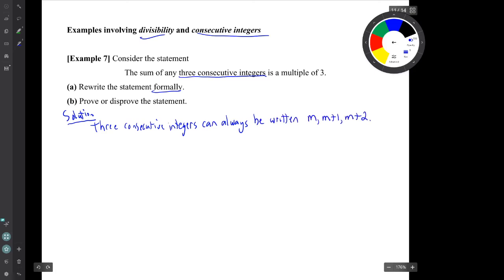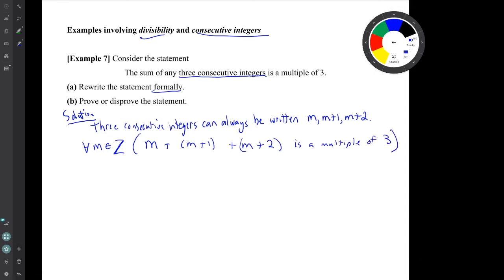Any 3 consecutive integers can always be written as m, m plus 1, and m plus 2. So if you want to describe any 3 consecutive integers, you really only have to give the value of m, the lowest of the 3. So my quantified statement can look like this. There's my quantified statement. That's the formal version of the statement that was written above as a sentence.